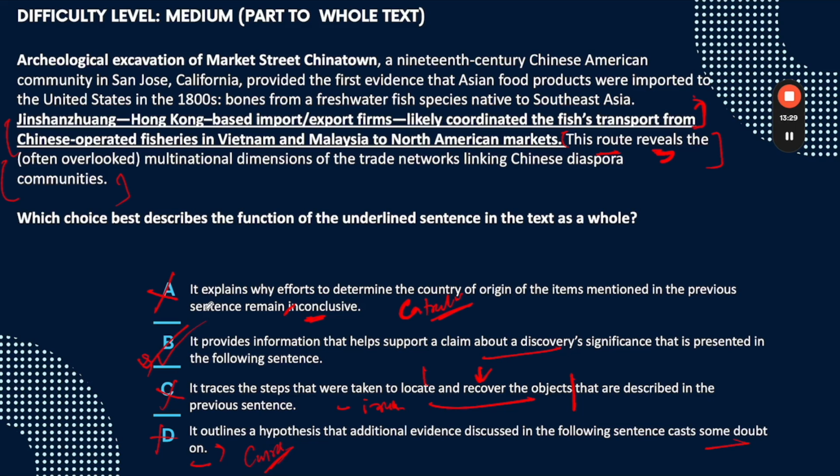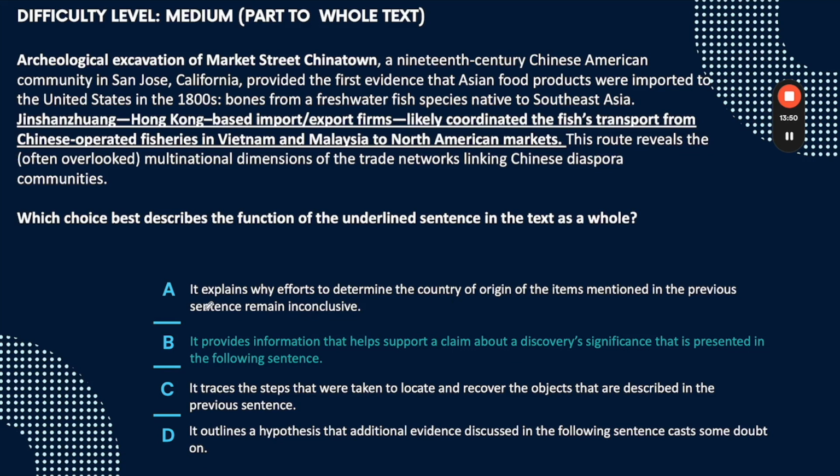So again, how did I eliminate my options for this question type? Two of the options were contradictory to the text and one option was out of scope or irrelevant to the sentence that's been underlined. You really have to focus on the sentence that's been underlined. Whichever option you pick up should be relevant to the sentence that is in question. Now with this, we'll move on to the next difficulty level and we'll take up the whole text question type first.